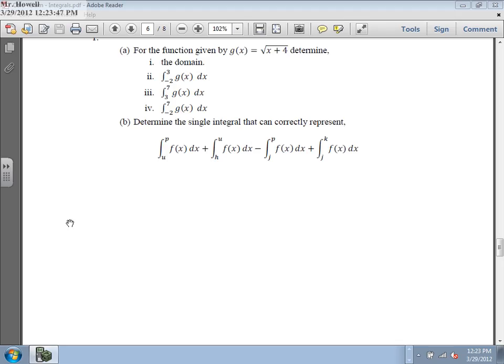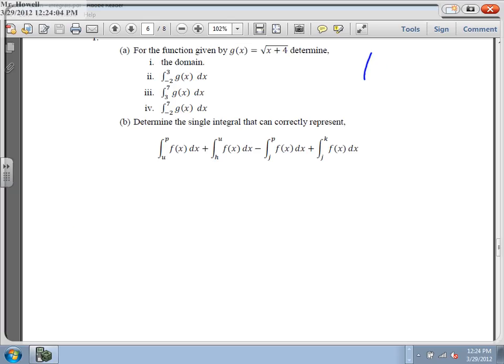Part D first? What's the difference? I'm not going to do it. I'm just going to ask for answers. Guys, what's the domain here? What's the domain? Negative 4 to infinity.